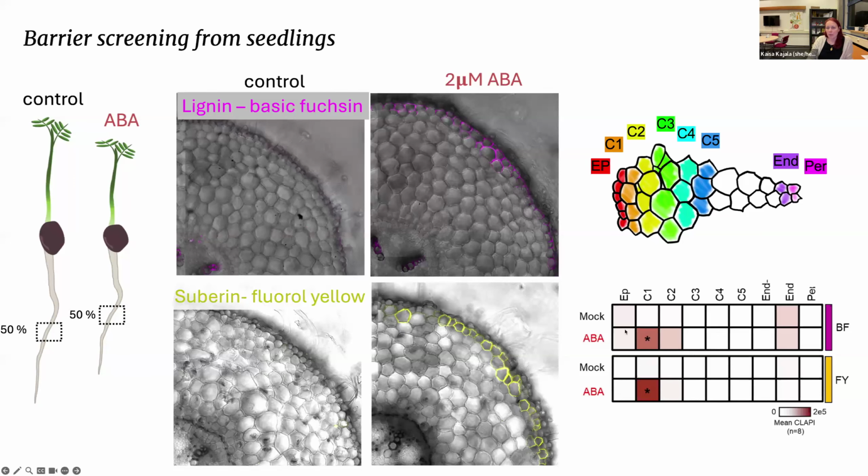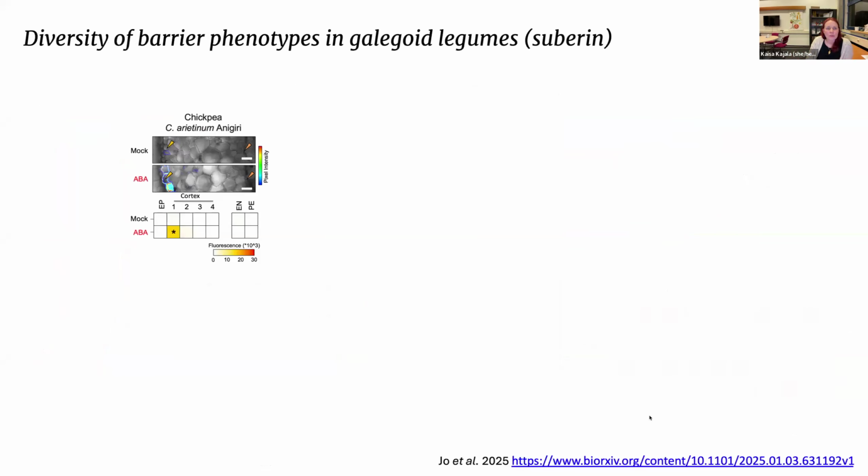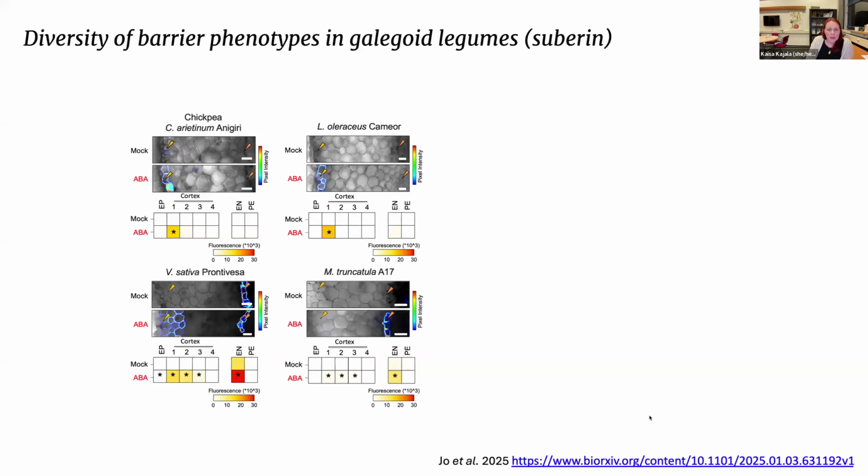So for example, here we see ABA responsive lignification and suberization in the outermost cortical layer. And this is what I expected the project to be like, very clear, barrier, no barrier. But it turns out that the cell types and the phenotypes are pretty fluid. So it was quite difficult to call which lineages actually had outermost cortex carrying suberin or not. So here is the chickpea again.